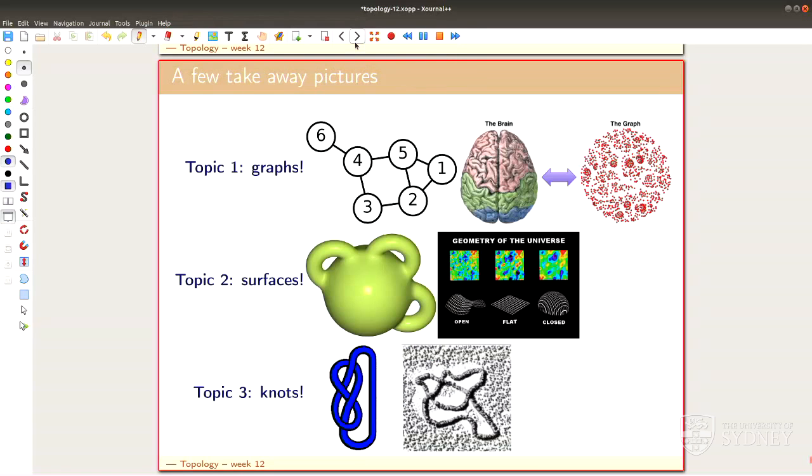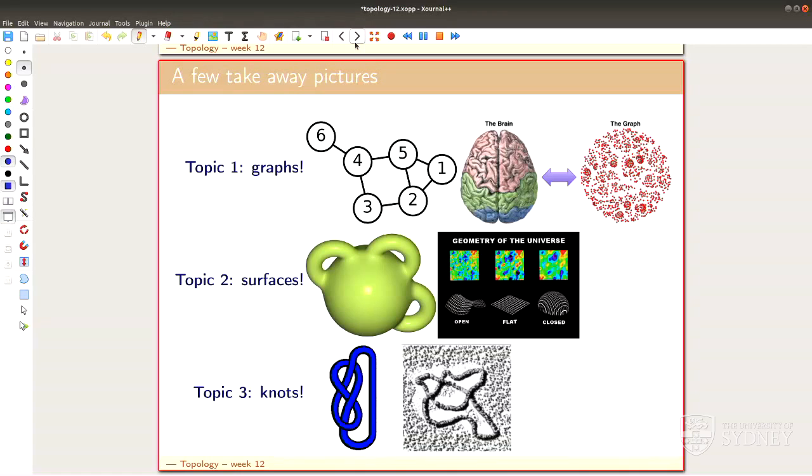Okay, so the few takeaway pictures are we have seen 3 topics in this lecture. The first topic is what I call graphs, which is anything about graphs, including mappings, because mappings are embeddings of graphs. And all of these are very applicable.